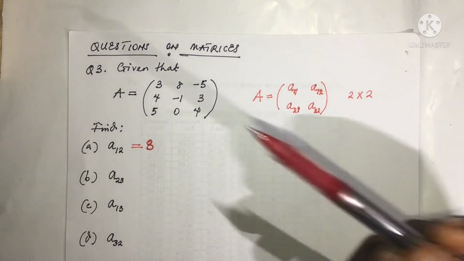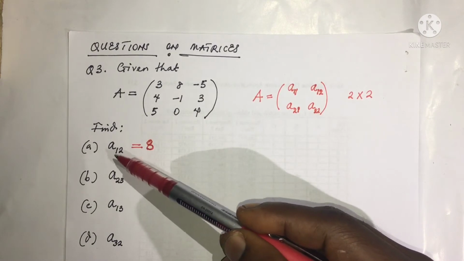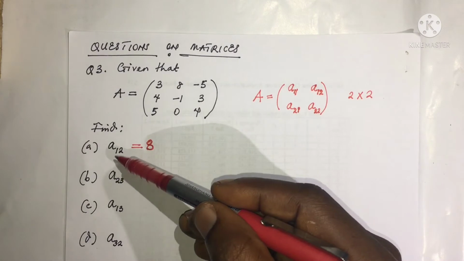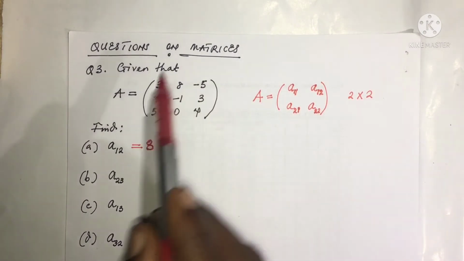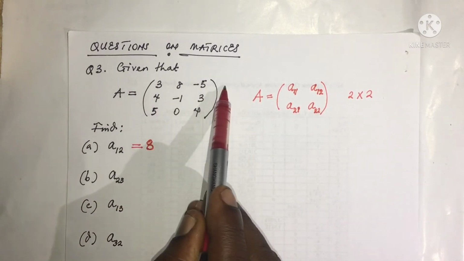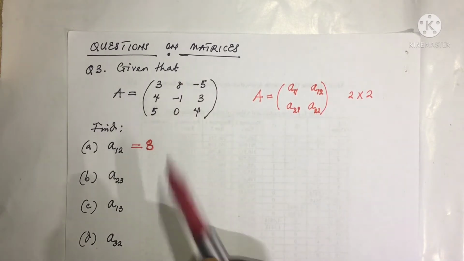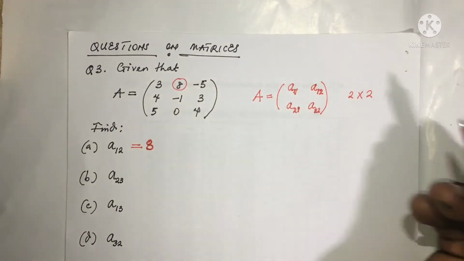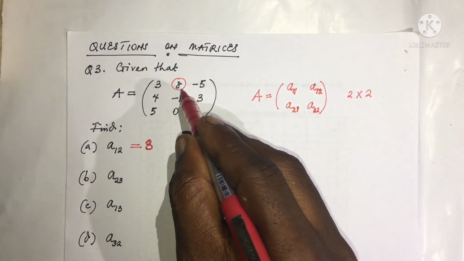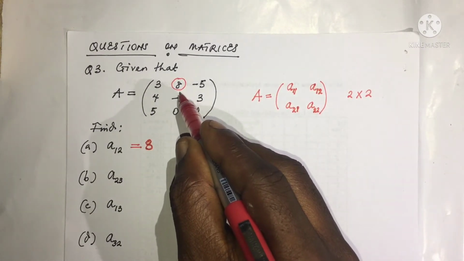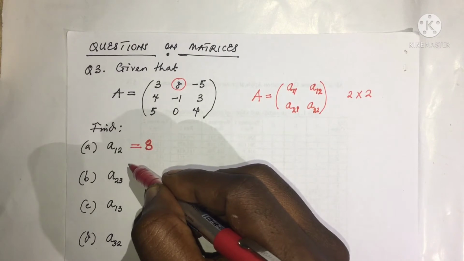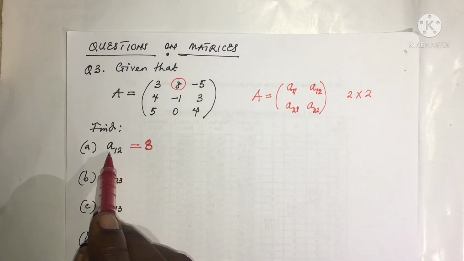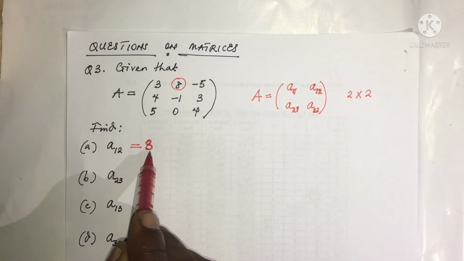It is simply because A12 means or refers to the element occupying the first row but second column. So this is the first row and this is the second column. The element occupying that position is 8. So that element is A12. So the answer to the first question is 8, simply because the element occupying this position A12 is 8.